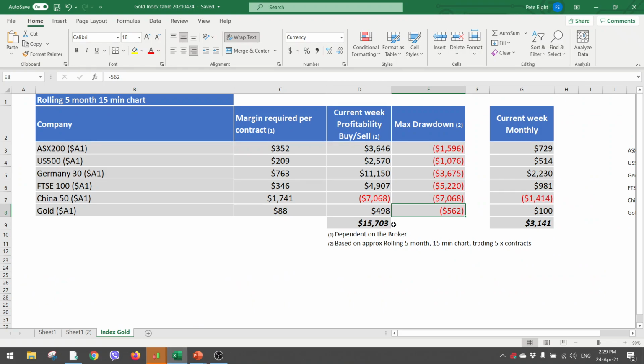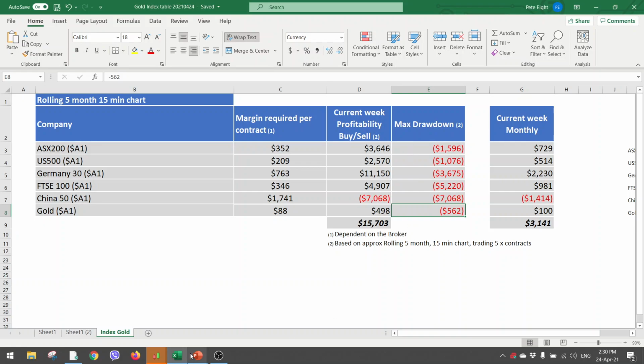So here you can see we've got the profitability to buy and sell for 36.46 for the ASX 200 with a maximum drawdown of 15.96, and that works. The profitability works out to about 7.29 on average a week. So that's basically that divided by 5 over a 5-month period. So we've done roughly about 31.41 per month, or 15.703 for the 5-month period. As you can see there, China's still in a negative with a drawdown of 7.068.